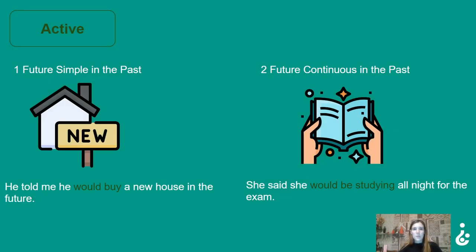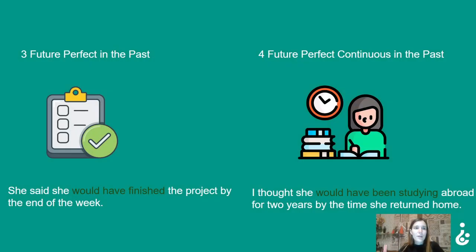Okay, now some examples in active. Future simple in the past. He told me he would buy a new house in the future. Future continuous in the past. She said she would be studying all night for the exam. Future perfect in the past. She said she would have finished the project by the end of the week. Future perfect continuous in the past. I thought she would have been studying abroad for 2 years by the time she returned home.